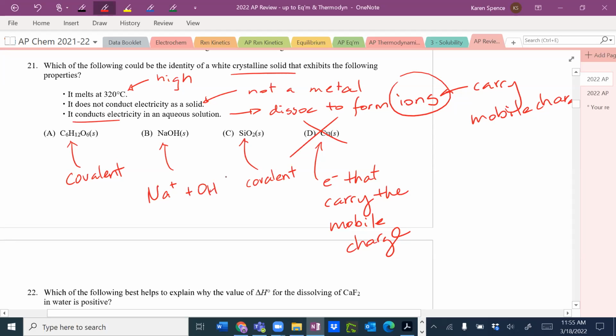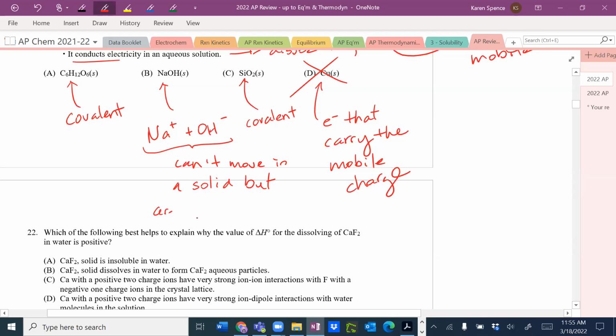Now, why can it not conduct electricity as a solid? It's because in solids, the particles don't move. Those particles can't move in a solid. They can only jiggle, yes? But they are free to move when dissolved. Okie dokie.